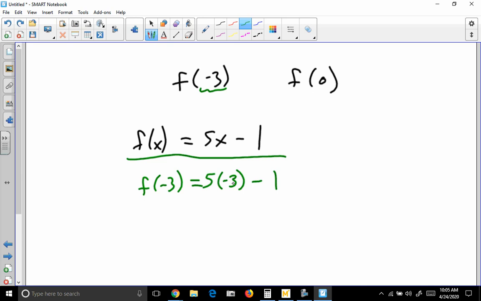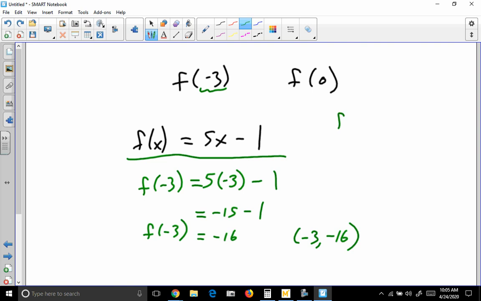5 times x is -3. So order of operation, we multiply, and then we subtract. So f of -3 is -16. That's an ordered pair. When x is -3, that corresponds to -16. So the answer is -16. So this is an x, the answer is the y.